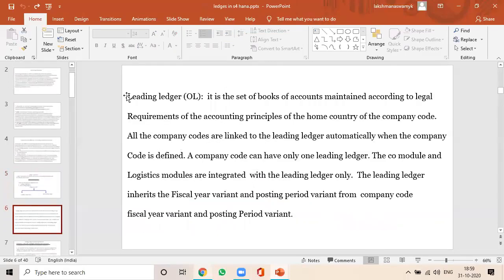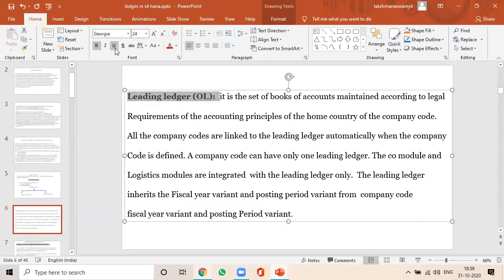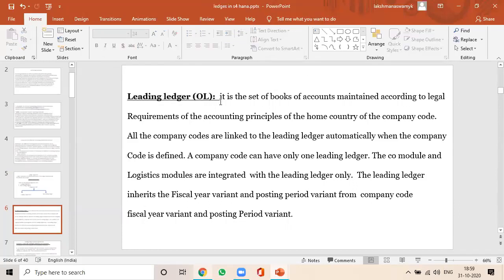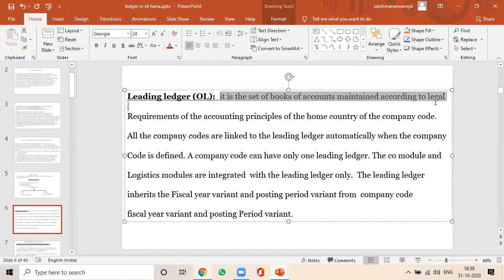So all the previous slides, and these slides, I will send you today after the class. So the leading ledger. It is a set of books of accounts maintained according to the legal requirements of the accounting principle of the home country of the company code. And all the company codes are linked to the leading ledger automatically when the company code is defined. That means you are doing business in India. So first you have to follow Indian accounting standards or Companies Act requirements. For that purpose, you maintain one set of books of accounts. That set of books of accounts is called the leading ledger.